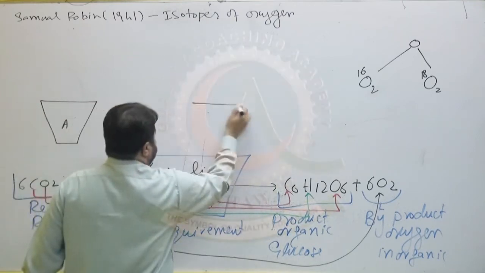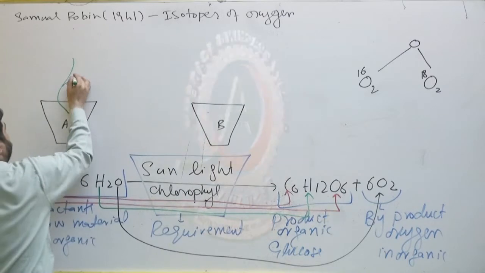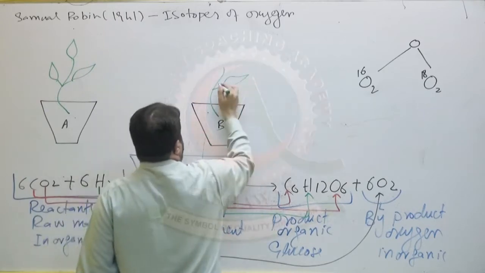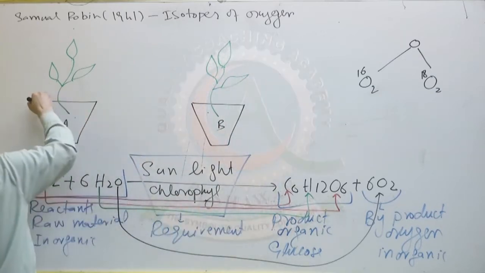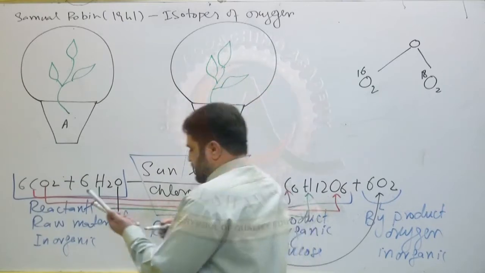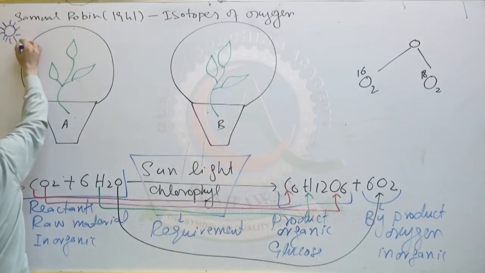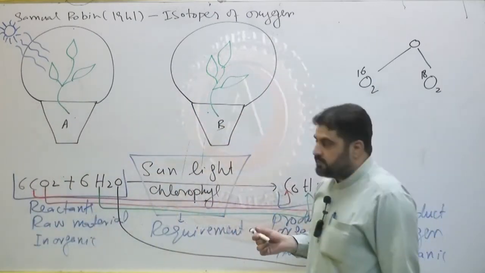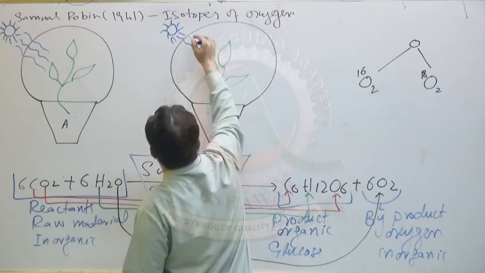One is A and the other is B. All the conditions required for the photosynthesis process are provided to these plants. Then he covered these two pots with a covering. Let's suppose that the sun is present and sunlight is falling on the plant, because we have discussed that sunlight and chlorophyll are the requirements.